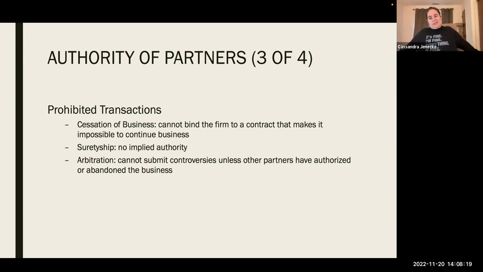And then lastly, but not leastly, when we talk about prohibited transactions, it will also include the fact that unless the other partners have authorized a particular controversy, issue at hand, potential liability for litigation, unless all of the partners have said, you know what, let's send this to arbitration. Arbitration is binding. And so if you go to arbitration and the arbiter finds against you, it's binding typically. And so without other partner approval, a single partner cannot agree to enter into arbitration.